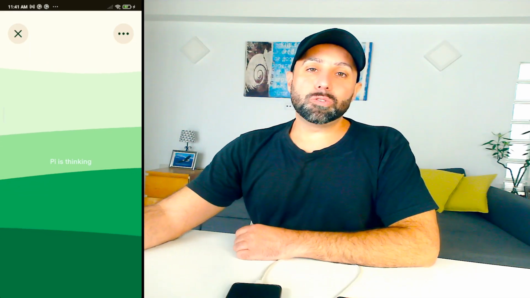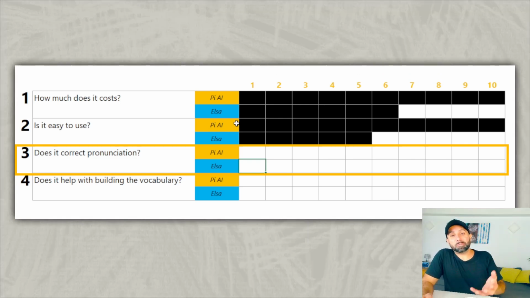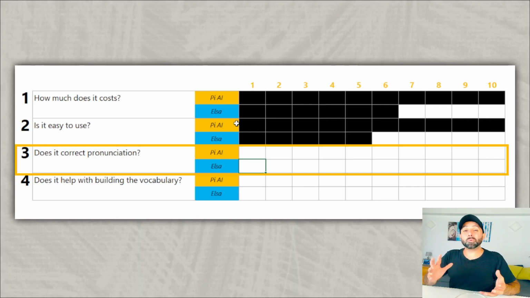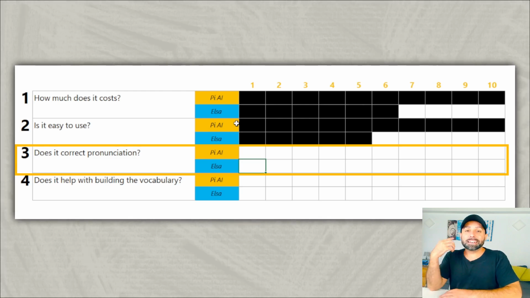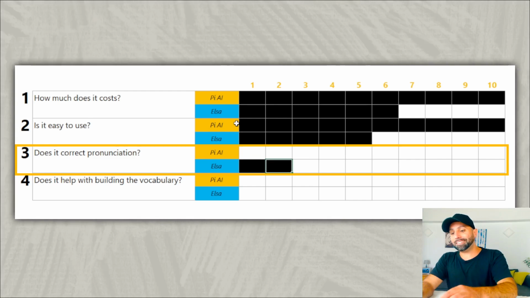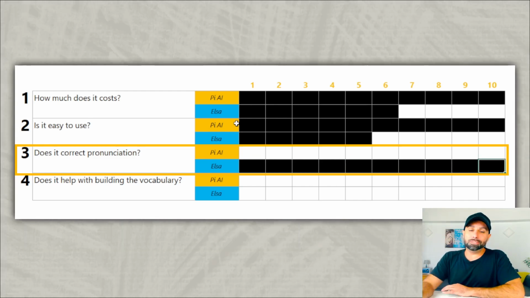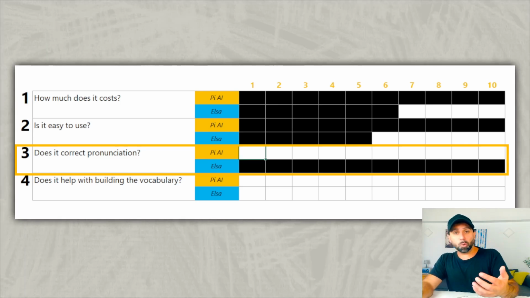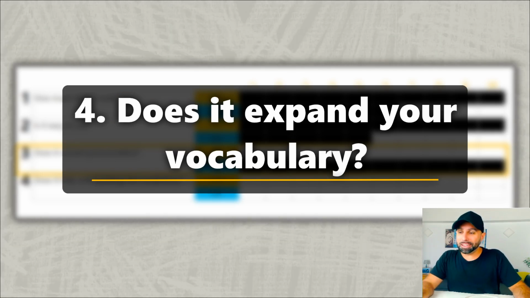It's time to update the score. Clearly, Pi doesn't really provide this particular feature. This app relies a lot on the way you type the word down rather than actually listening to the way you pronounce something. So here Elsa wins. Yep, definitely it does win. Not only does it correct your pronunciation, but it helps you moving forward. Now, does it help with expanding the vocabulary?